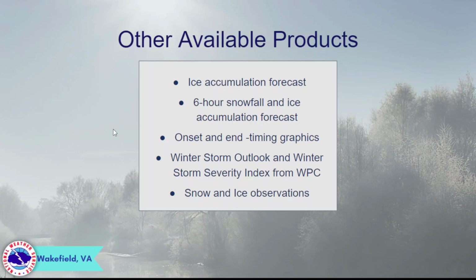There's also a couple of products from the Weather Prediction Center, WPC. There's the Winter Storm Outlook. That's kind of similar to what the Storm Prediction Center puts out with their severe weather outlook, but this is for winter storms. And the Winter Storm Severity Index. And then finally, when we have an event going on and we're collecting observations, those can be found at the Snow and Ice Observations tab.